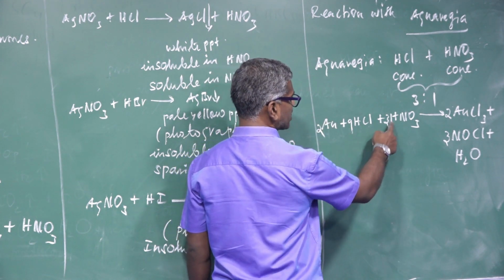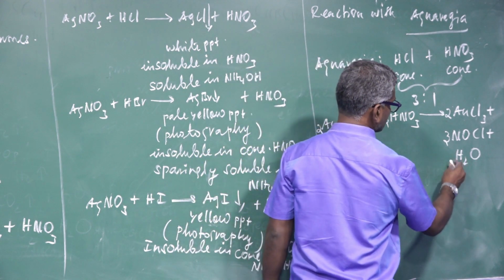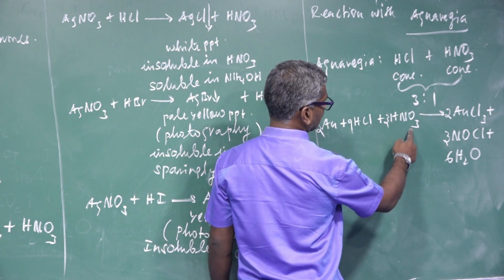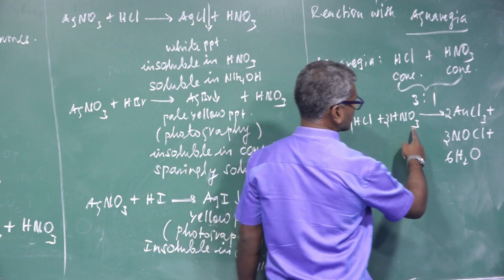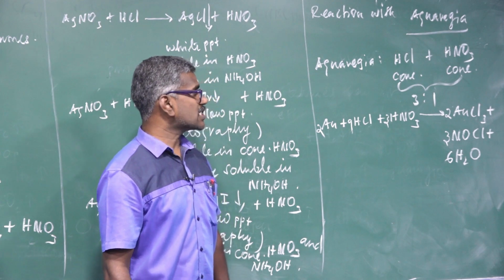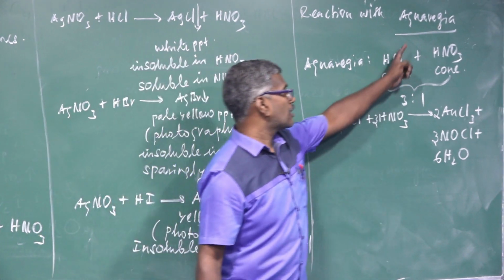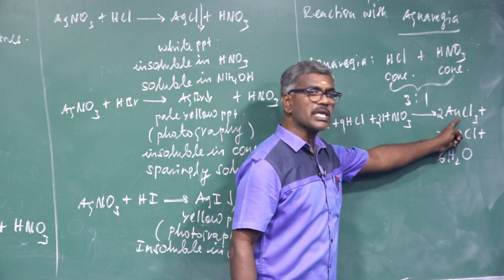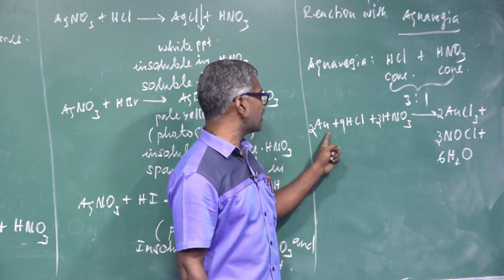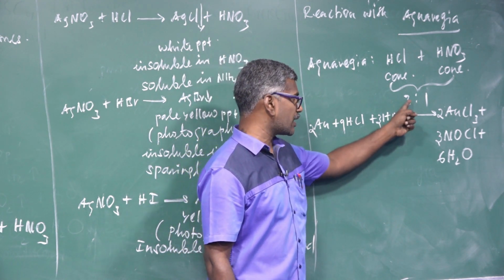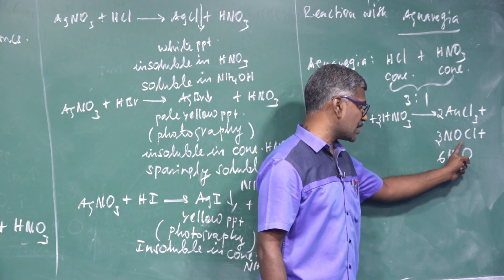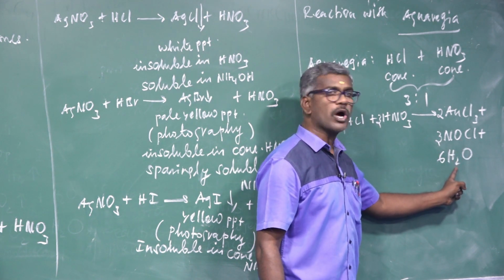Common hydrogen 9 plus 3, 12. Here is 6, 6 into 2, 12. Common oxygen, here 9 oxygen. Here 6 plus 3, 9 oxygen. These are the methods for preparation of aqua regia compounds by using AuCl3. Any metal like Au or Pt reacts with aqua regia, ratio 3:1, with formation of AuCl3 and NOCl and water.